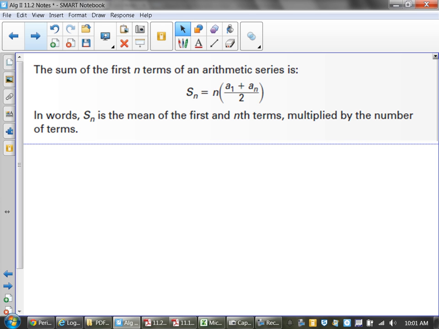Basically, think of it this way. Inside the parentheses, that's averaging the first number and your last number, isn't it? That a sub 1 and the a sub n, that's the number you're looking for. You're averaging those two values, and you're multiplying it by whatever that number is in the sequence. So if it's the first term and 10th term, it'd be 10 plus 1 over 2 times 10.